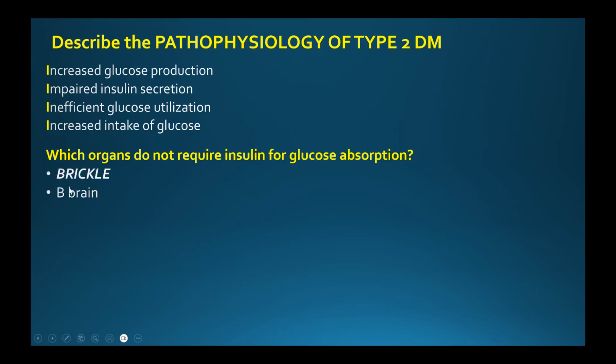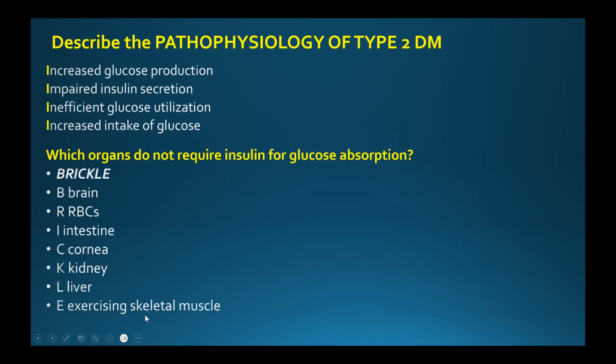You can remember this mnemonic, BRICKLE. B for brain, R for RBC, I for intestines, C for cornea, K for kidney, L for liver, E for exercising skeletal muscle. Exercising skeletal muscle, not the resting skeletal muscle. So for all these organs, like the brain, nature has made it like this because the brain cannot withstand hypoglycemia for a long time.